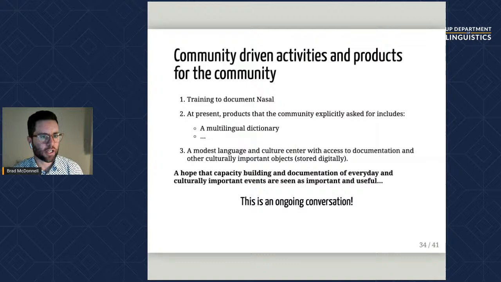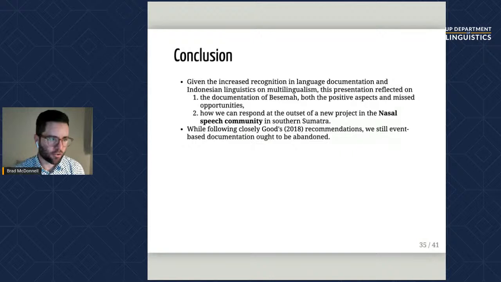And so just to conclude this talk, given the increased recognition in language documentation and Indonesian linguistics of multilingualism, I reflected on my documentation of Bisama, both the positive aspects and missed opportunities, and how I plan to respond at the outset of a new project to document Nasal. While I'm following Good's recommendations more closely, I still don't feel like I can completely abandon an event-based documentation.